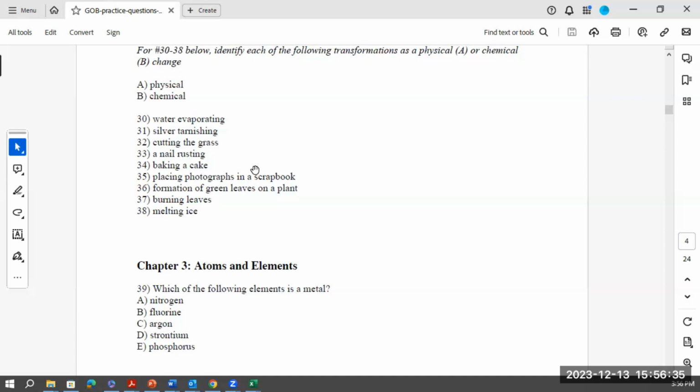Is that physical or is that chemical? Let's get physical. That's right, physical. 31. Silver tarnishing. You guys know tarnishing? It's kind of like rusting, right? So it's what silver does, kind of rusting, so it gets all that black color to it and all that stuff. What do you guys think that is? Chemical. That's right. That is a chemical reaction.